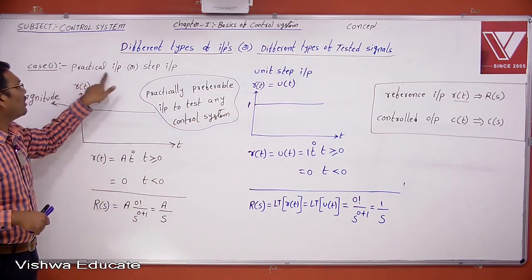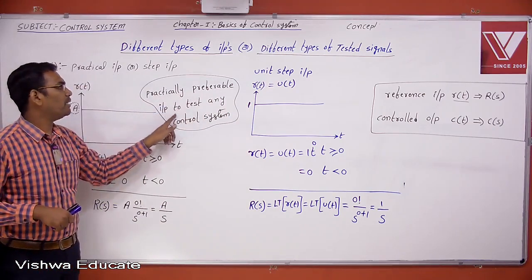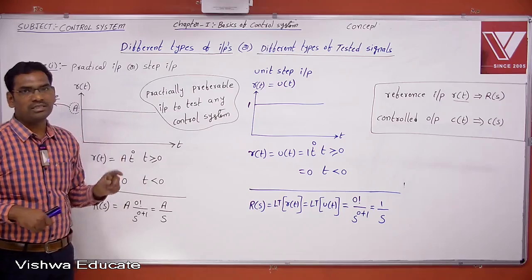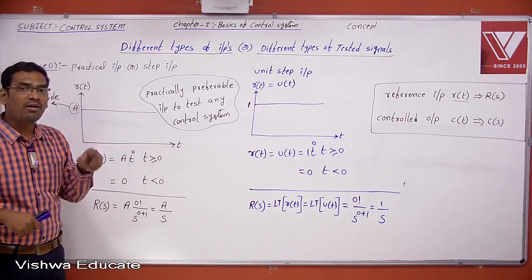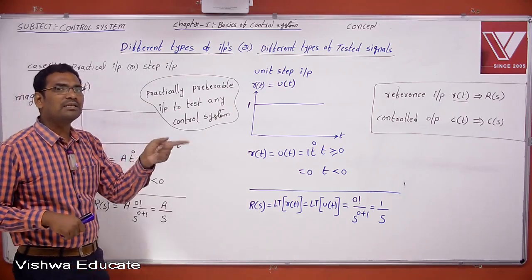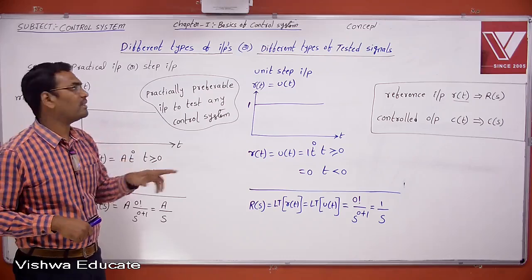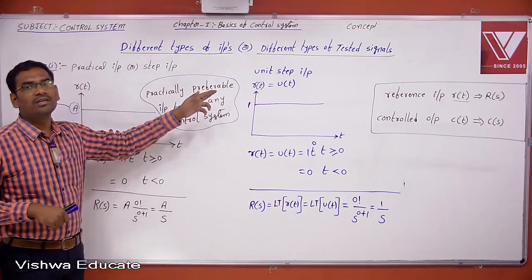That's why this is called a practical input, and this is the practically preferable input to test any control system. Whether the control system is good or not is practically judged by its response. The response comes after applying the input. That input is nothing but the step input or unit step input.